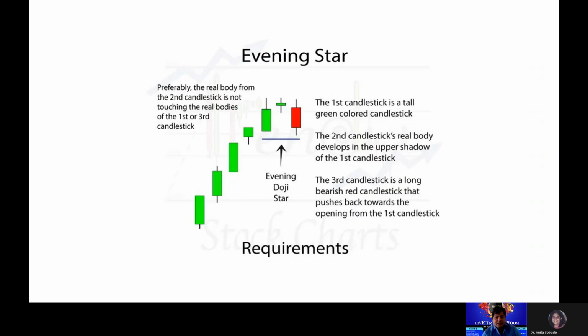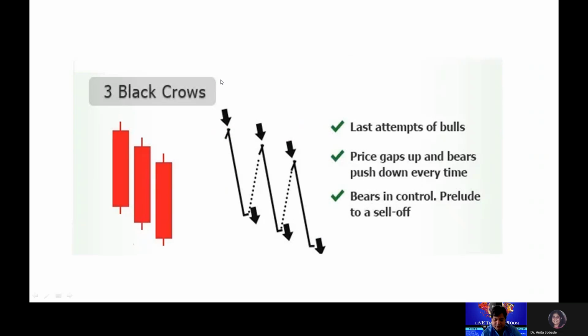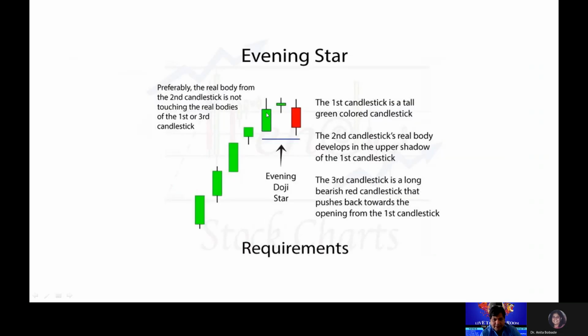Evening Star. Look at this spindle shaped pattern that is formed at the upper end. The candles kept on going up. The first candlestick is a tall green colored candle. The second candlestick's real body develops in the upper shadow of the first candle. The third candle is the long bearish red candle with wicks, which means that the trade is gonna go down.